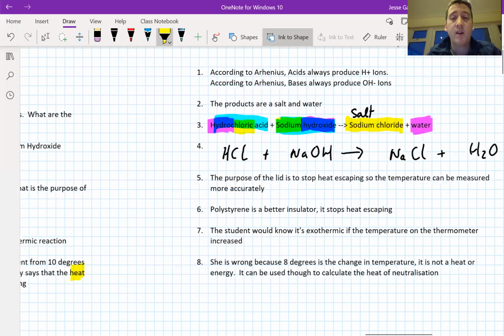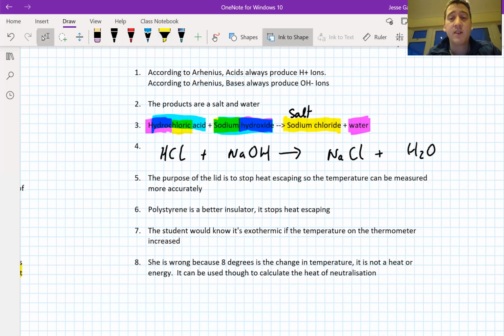So let's see what I've written. She is wrong because 8 degrees is the change in temperature. It is not a heat or energy. It can be used though to calculate the heat of neutralization. So that's what I have written. You compare it to your answer and see if you need to add any little bit. I would say what I've written there is a good answer. So compare it to your own and see if you're happy with your own still.